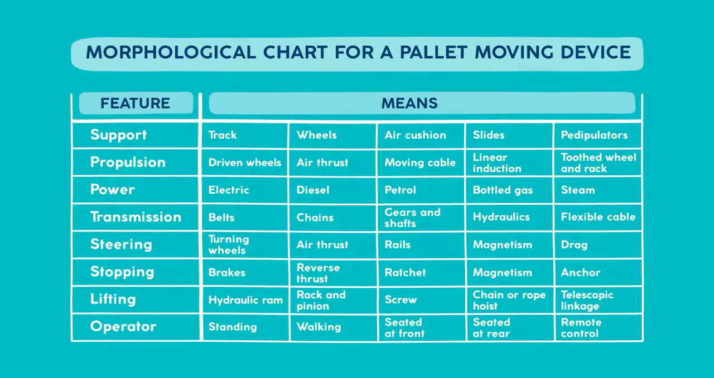Here's an example chart. This is for a device to move pallets around a factory, warehouse, or loading bay. One might envisage that a generic pallet-moving device would comprise subsystems for support, propulsion, power transmission, steering, stopping, lifting, and operation. A series of ideas or means for fulfilling each of these has been developed in the chart. For example, for stopping, one might use brakes, reverse thrust, a ratchet, magnetism, or even an anchor.